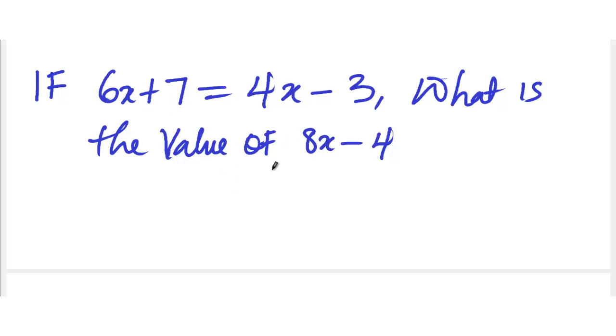So this question: if 6x plus 7 is equal to 4x minus 3, what's the value of 8x minus 4? So our focus is we want to get the value of x, because we can't get the value of 8x minus 4 without knowing the value of x. So the first thing is we have to collect like terms.